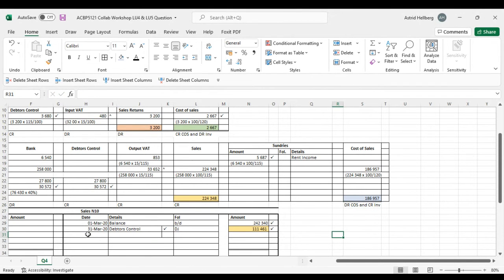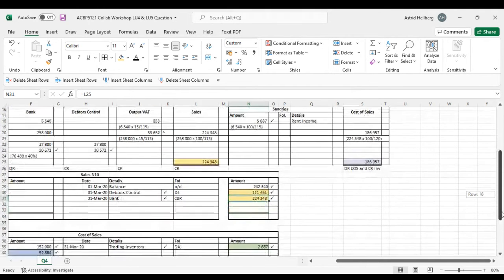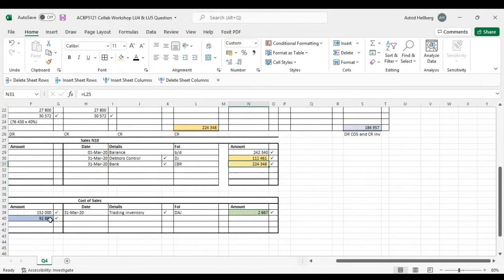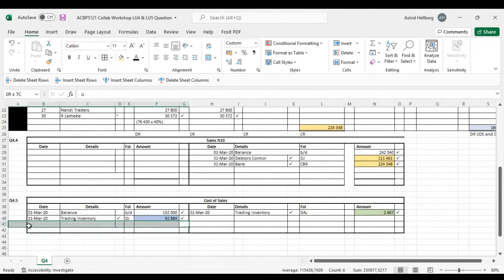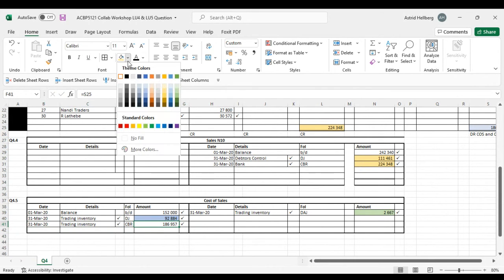Okay, so that means in our sales, we will credit it with bank instead of debtors control as in the previous one, and it will be cash book receipts. And then our cost of sales, we will debit the cost of sales with trading inventory from our bank account.